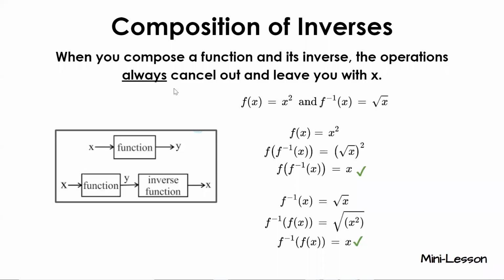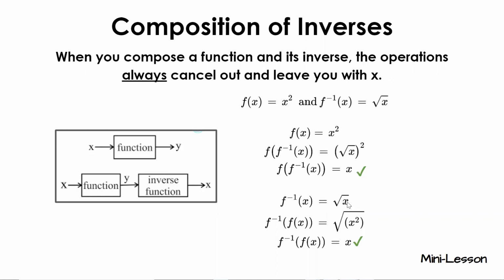Okay, so when you compose a function and its inverse, the operations always cancel out and leave you with x. I don't expect you to write this down. I'm just going to talk you through it really quick. So we're going to take the function x squared and we're going to plug in square root of x. When we plug that in here, square root and squared cancel out, so you're left with x. So that way we know that these are inverses of each other.